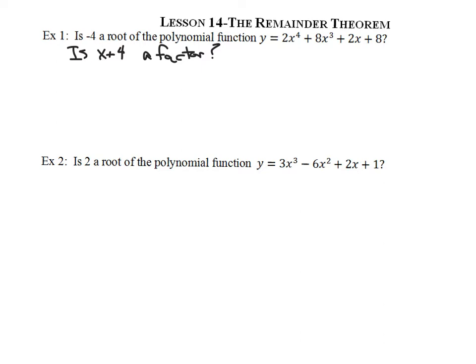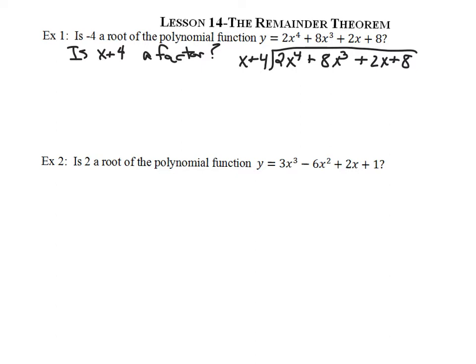Now we can either do division using our long division or our box division. I'm going to switch back and forth between both in this lesson so that we get practice on both of them. So let's start by doing a long division. So I've got 2x to the fourth plus 8x cubed plus 2x plus 8. And I want to divide by x plus 4. Now, I know that it's going to be a factor if the remainder turns out to be 0. If the remainder is any other number, then x plus 4 is not a factor.